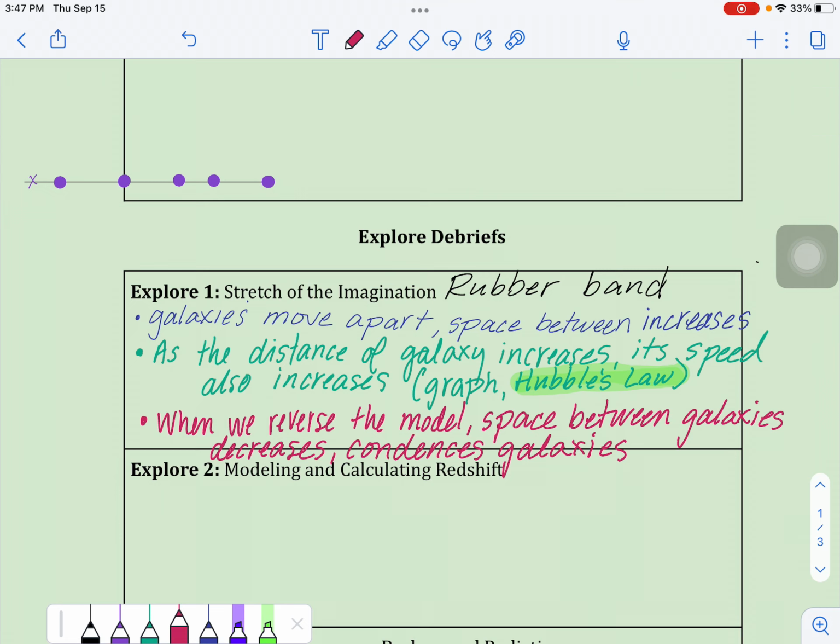So we did the activity, we collected the data showing us what was happening with the galaxies, and we used, well, what we're seeing now to get some information about what it may have been like before. So you should have a couple key pieces of information here in your Explore 1 debrief. As always, make sure you reach out with any questions.